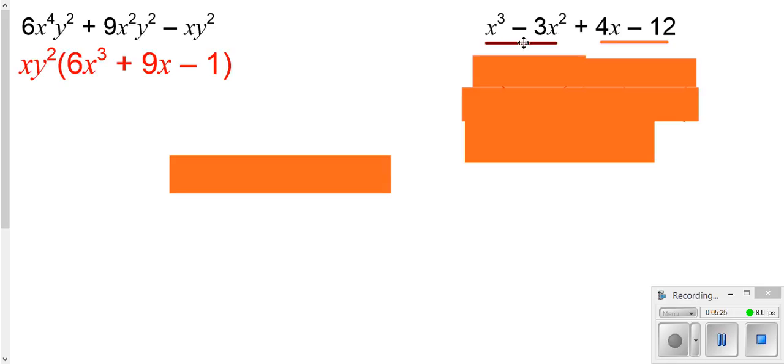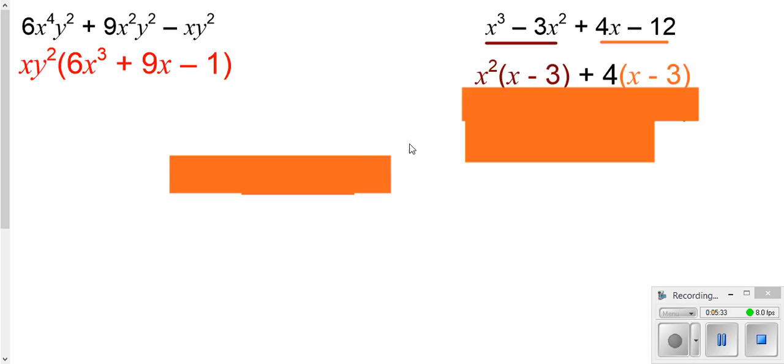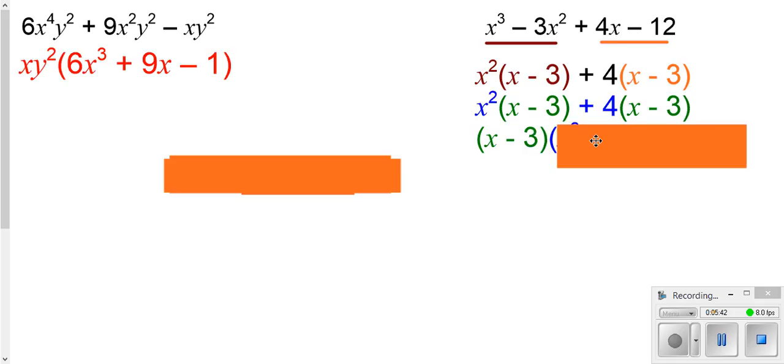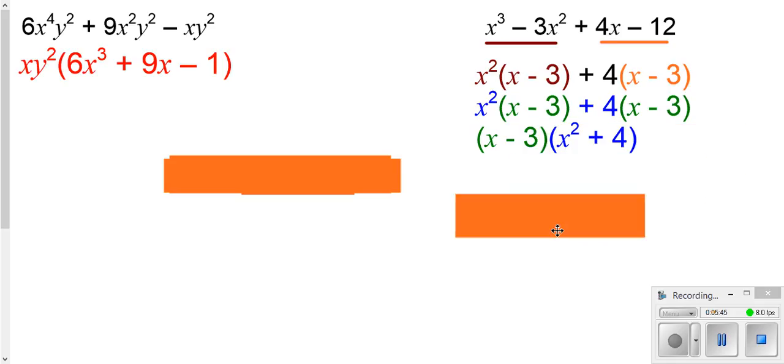Over here, there's no greatest common factor, so we'll factor by grouping. The first two, we pull out an x squared. The last two, we're going to pull out a 4. You notice both parentheses are the same. That's really like having a common factor. So we're going to pull out the common factor of the green. What's that leave us with? It's going to leave us with the blue.